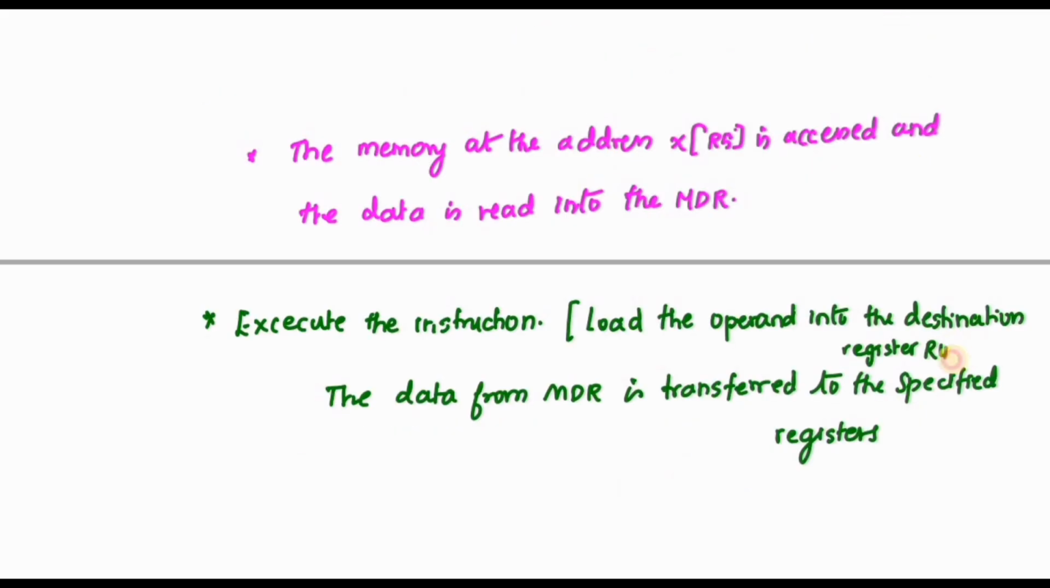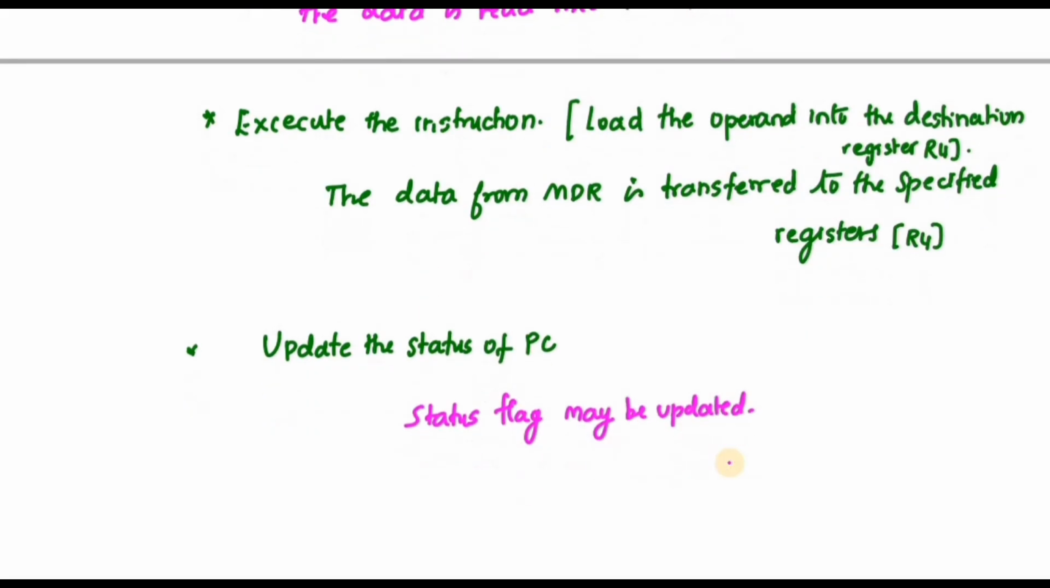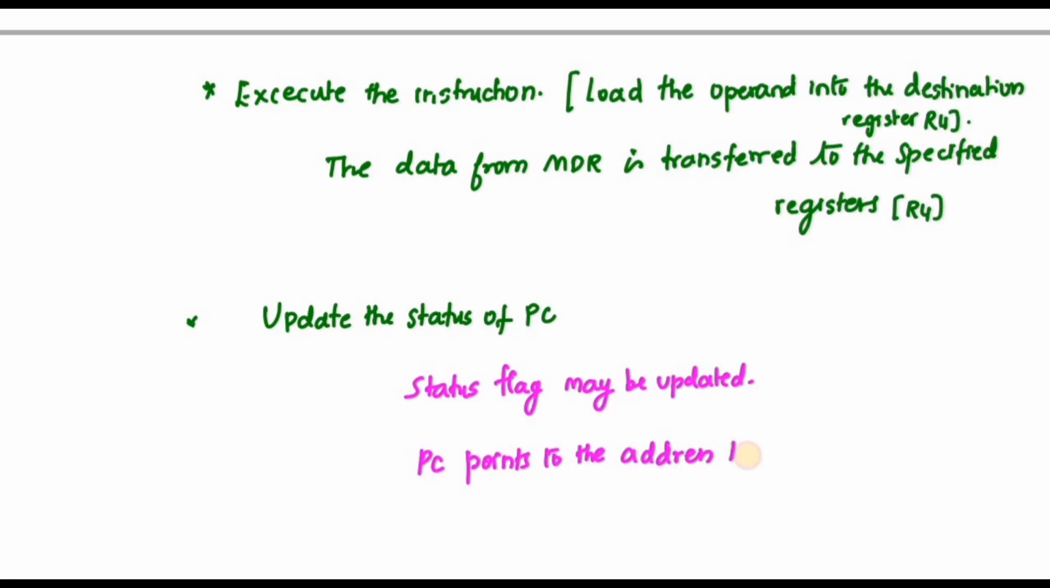The fifth step is to execute the instruction, which means loading the operand into the destination register. Here the destination register is R4. The data from the MDR is transferred into the specified register, R4. The last step is to update the status of the PC. The status flag may be updated, which is optional, and the program counter should point to the address of the next instruction, which has already been done. So let me give an overview of this.